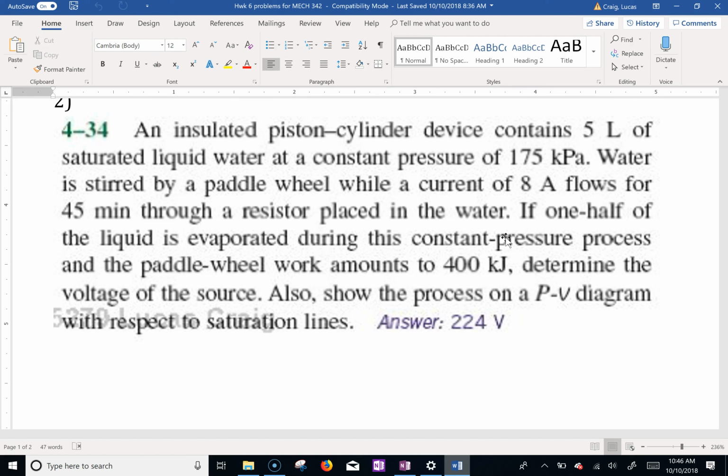Whew. That is a tongue twister, right? What's that? So we know it's isobaric.